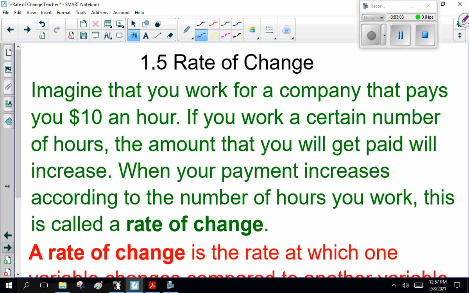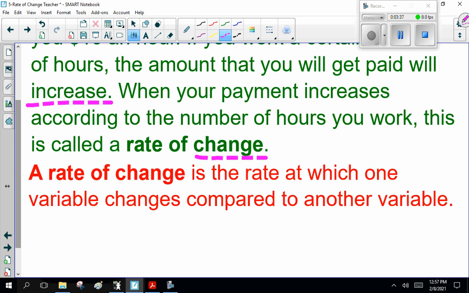Alright, now, moving on, and if you have an older version of this, this was labeled 1.3 rate of change. It's actually 1.5. Now, imagine that you work for a company that pays you $10 an hour. Fortunately, minimum wage is higher, but I'm keeping 10 to make the math simple. If you work a certain number of hours, the amount that you will get paid will increase. When your payment increases according to the number of hours you work, this is called rate of change.